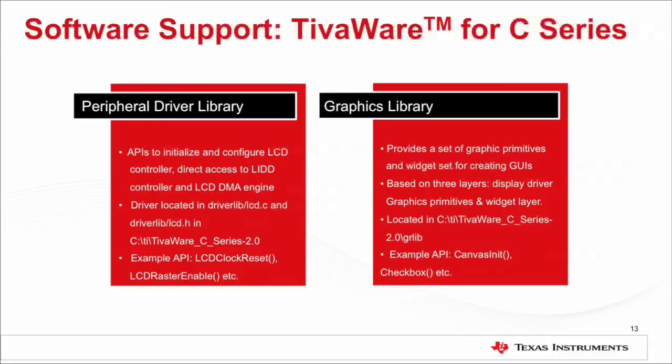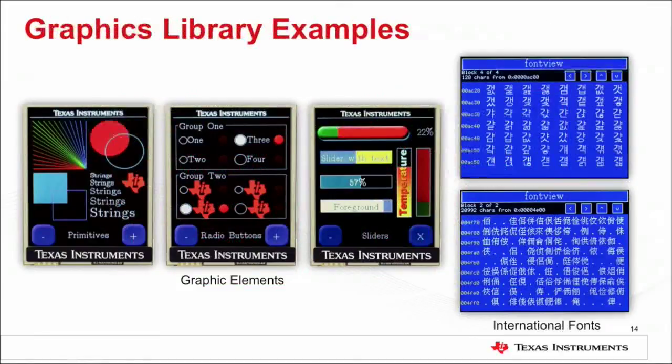Images on the following screen show examples of graphics created using our graphics library. By the way, the graphics library is written in C and comes with several utilities that allow you to render your own fonts, create graphic elements such as checkboxes, push buttons, radio buttons, sliders, list boxes, etc.